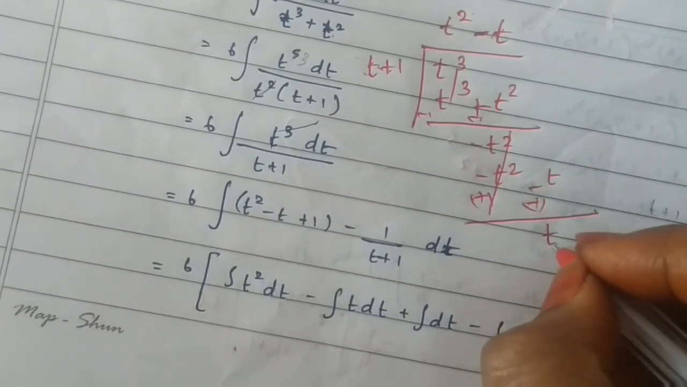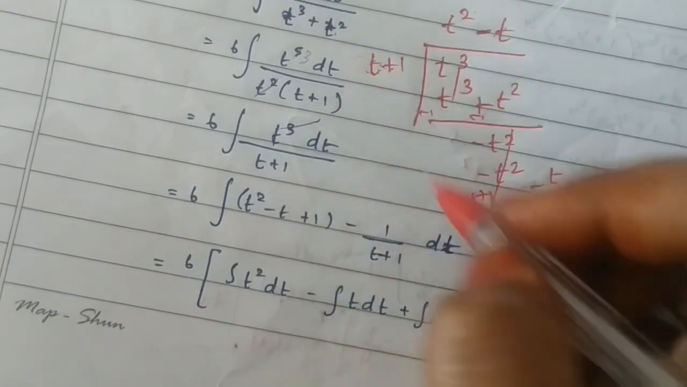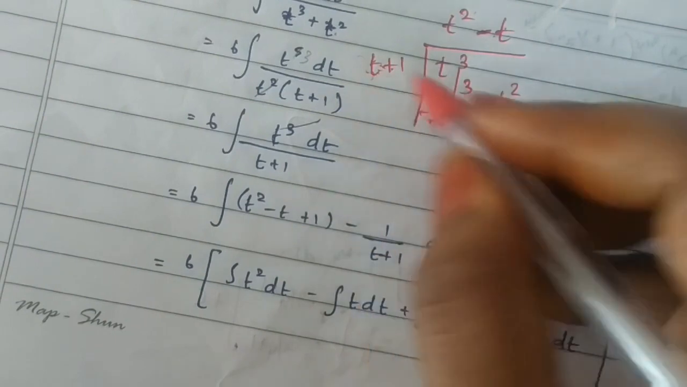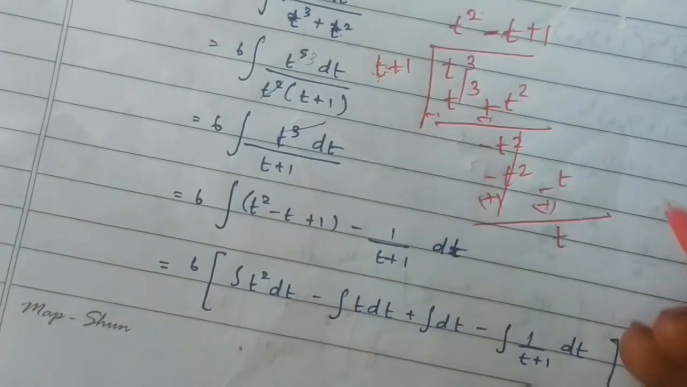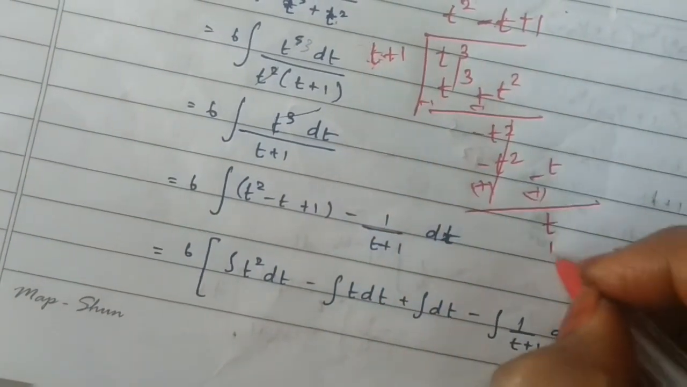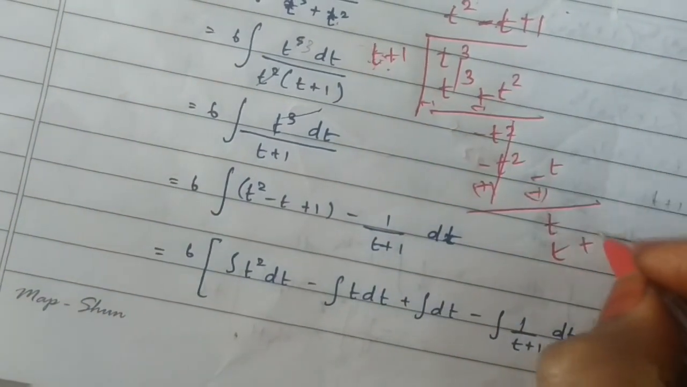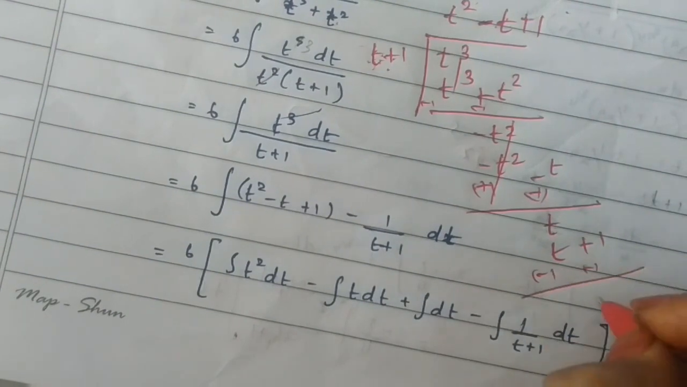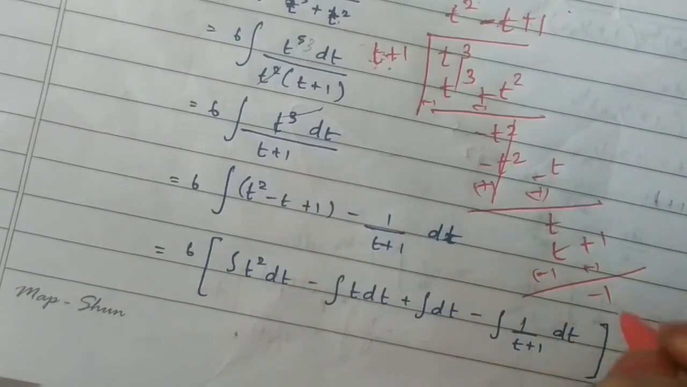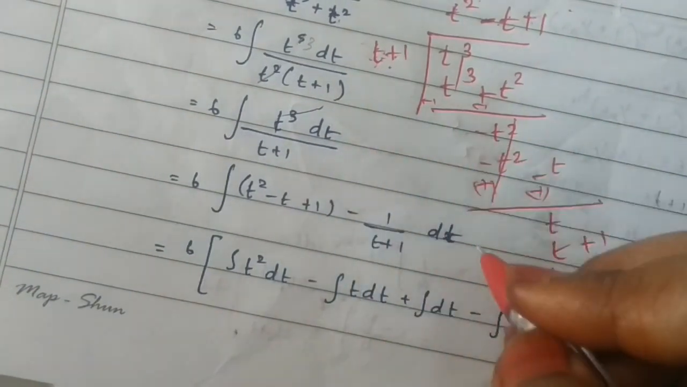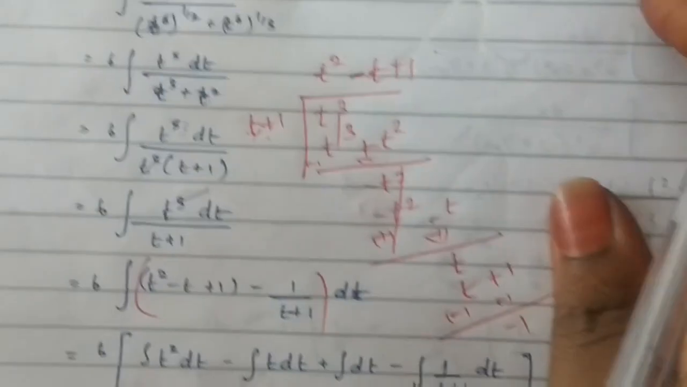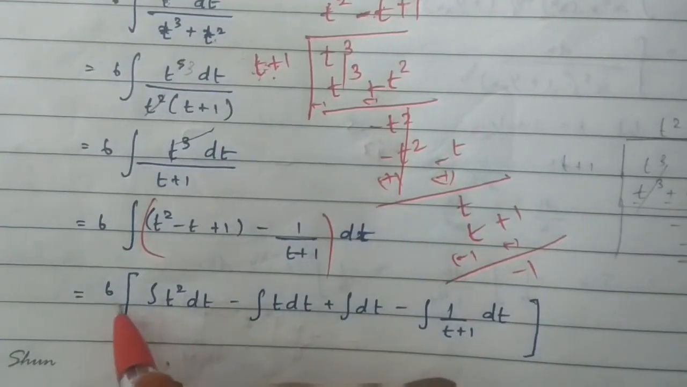Therefore, here what is the degree? 1. Here also the degree is 1, but it should be less than this. Therefore, you need to multiply t with some term to get t. Therefore, t into 1 is t, and 1 into 1 is 1. After that, change the sign. Therefore, it is minus 1. Therefore, it can be written as t square minus t plus 1 minus 1 divided by t plus 1 into dt. After that, separate the integral. Therefore, 6 is common for both.